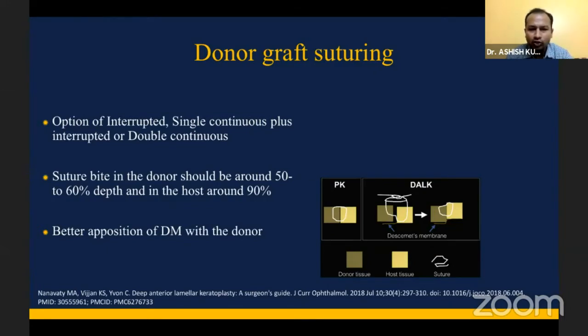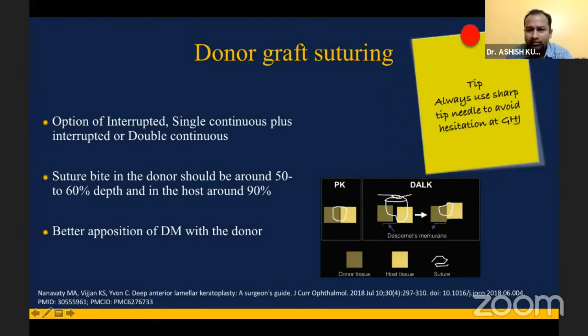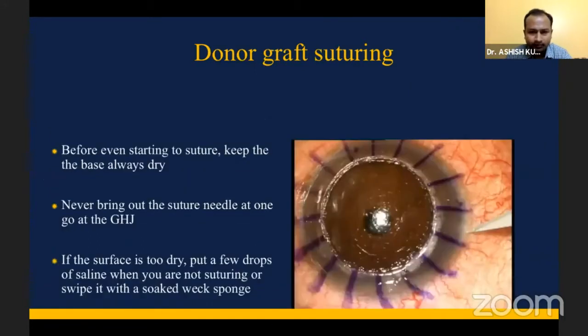Suture bite in the donor should be around 50 to 60% depth and in the host around 90%, because it helps in better opposition of Descemet's membrane with the donor. You can see the diagram here. And always use a very sharp tip needle to avoid hesitation at the graft host junction. Many times blunt needles are the cause of the perforation.